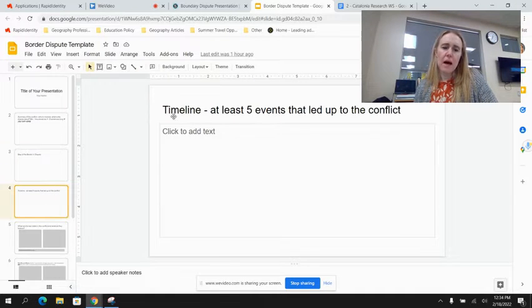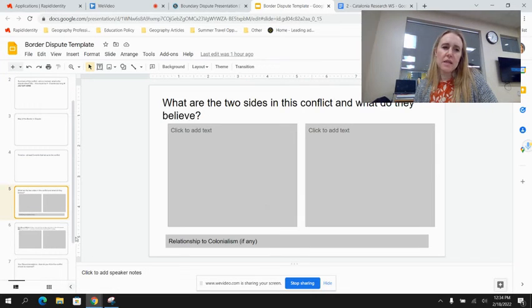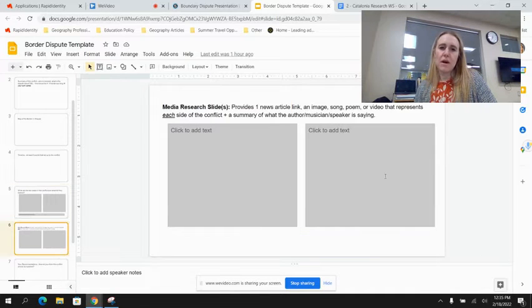And then a timeline, at least 5 events that led up to the conflict. Then on the next slides, you're going to say what the 2 sides in the conflict are and what they believe. And if there's any relationship to colonialism, like if some of the boundary dispute was related to colonialism, you're going to put that in that box right there.